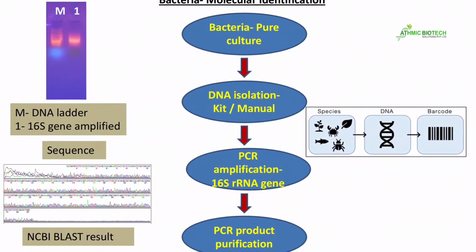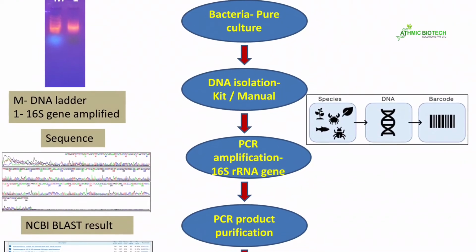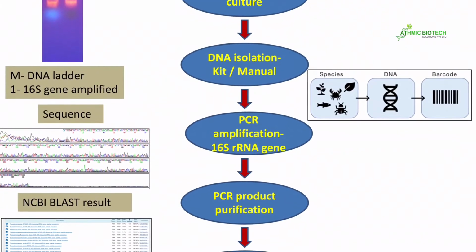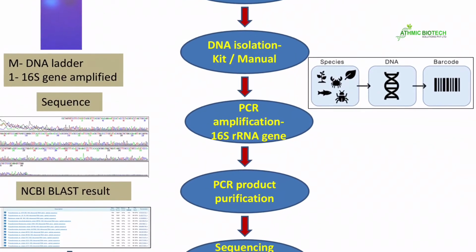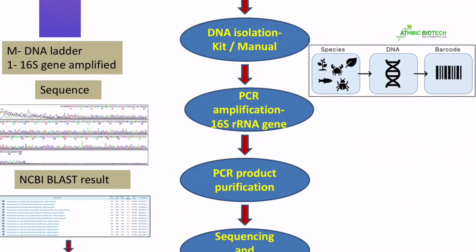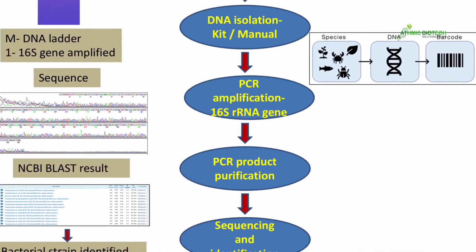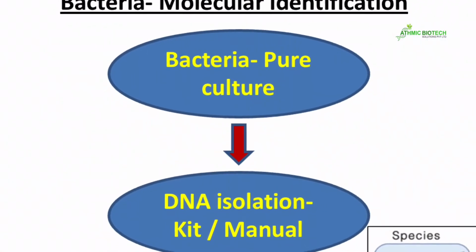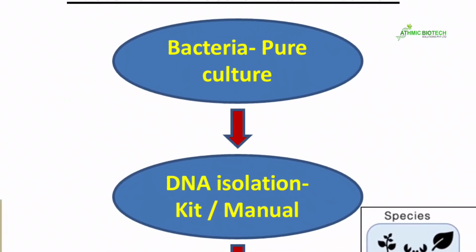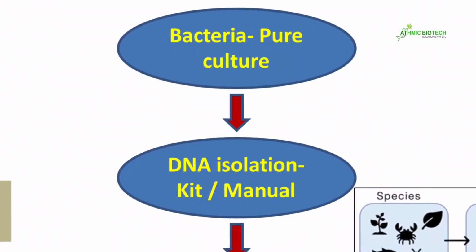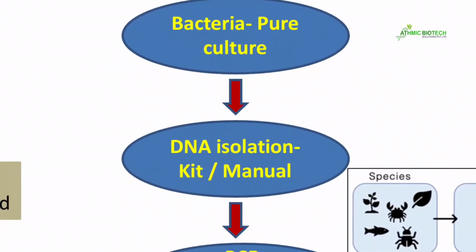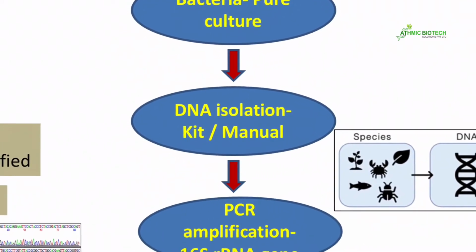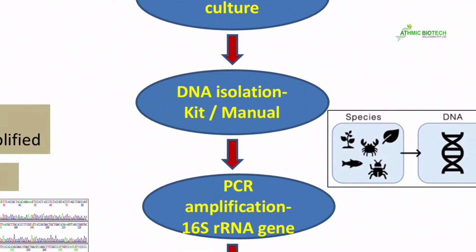This is the workflow of molecular identification of an organism. First of all, you select your organism. It can be a bacterium, plant, animal, whatever it may be. Isolate the total DNA from it. For that purpose, commercial kits are available, or you can go for conventional DNA isolation methods. Based on your organism, you have to select the appropriate DNA isolation method.